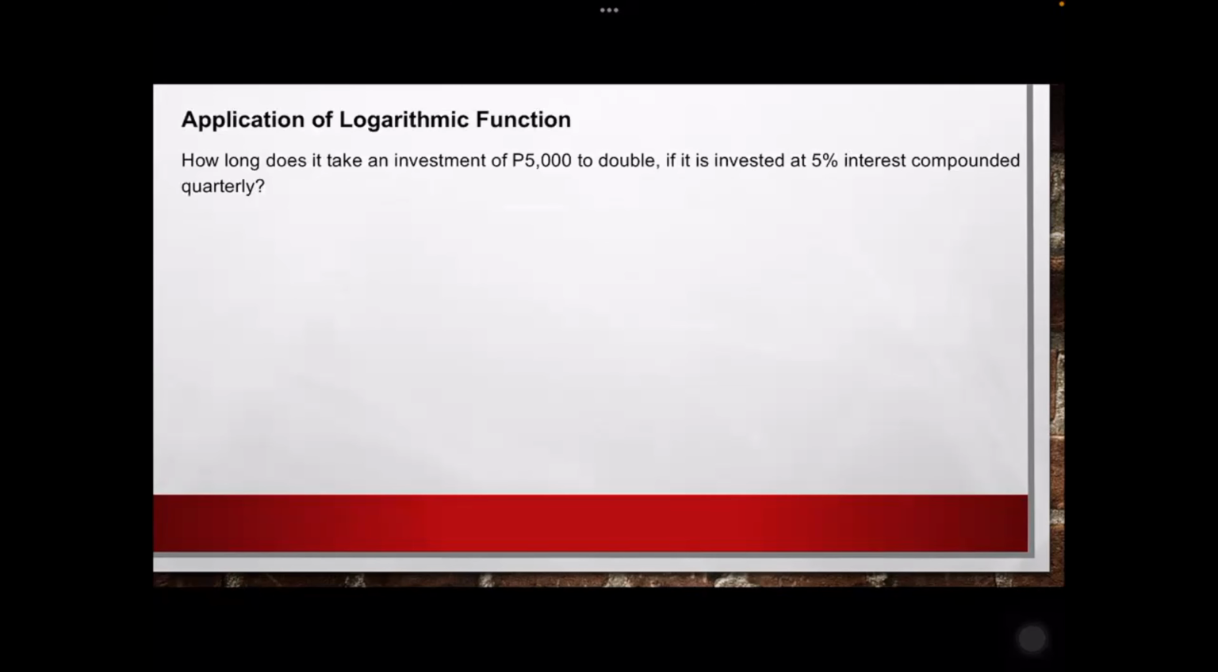Let's go now with the application of logarithmic function. In this case, nakalagay dito, how long does it take an investment of 5,000 to double if it's invested at 5% interest compounded quarterly? So, we have to identify first the given. So, ano ba yung mga given natin? Sabi dito, ang tinanong dito is how long. So, ibig sabihin, time yung nawawala.